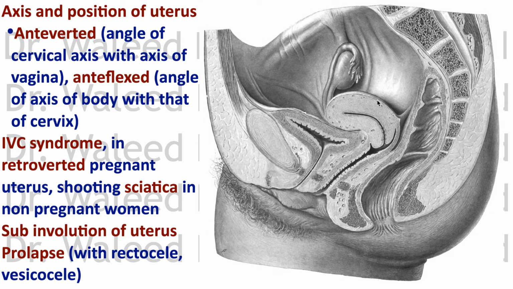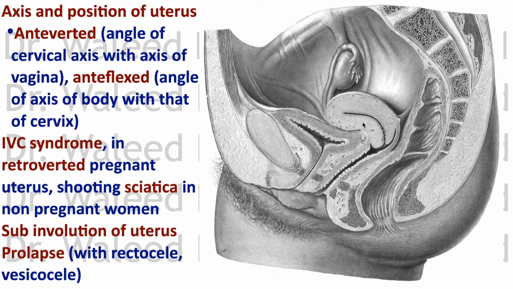Now there's another angle, between the axis of the cervix and the axis of the body. See that? We talked about the previous angle, now it's this angle. This is called the angle of anteflexion, which means the uterus is flexed on itself forward. So the normal axis of the uterus is anteverted, anteflexed, and obstetricians call it anteverted flexed.